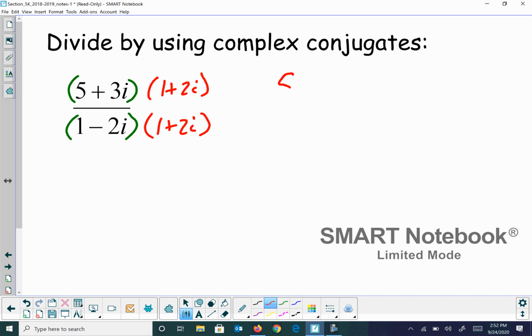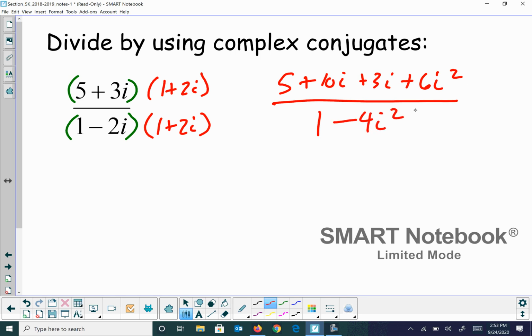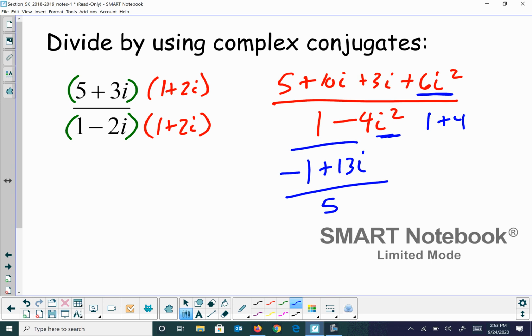Okay, so if I FOIL the top out, I'm going to get 4 plus 10i plus 3i plus 6i squared. Now on bottom, I'm going to get 1. Outside and inside cancel out, so 1 minus 4i squared. Wherever I see an i squared, I'm putting a negative 1 in, so that's going to become negative 6, so 5 minus 6 is negative 1 plus 13i. And on bottom, I'm going to put a negative 1 in there, so that becomes 1 plus 4, so that's 5.